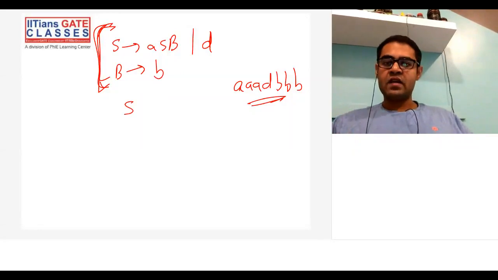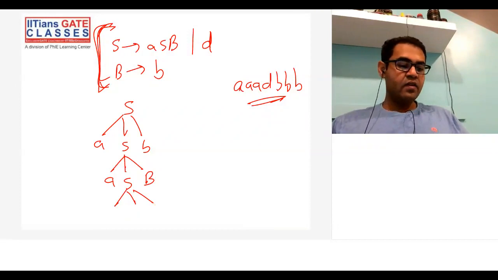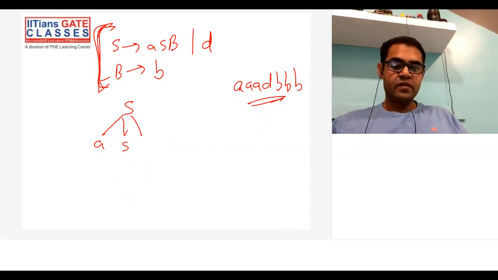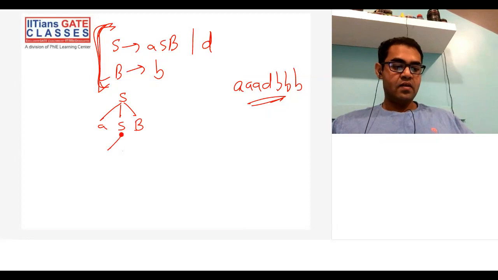So I'll start with my starting symbol, which is S. I take this ASB. Again, I need three A's, so I keep on drawing till the third one, ASB. Let me just redraw it; I'll require some more space. One moment. All right. So S is ASB. Again, S is ASB. Again, S is ASB.